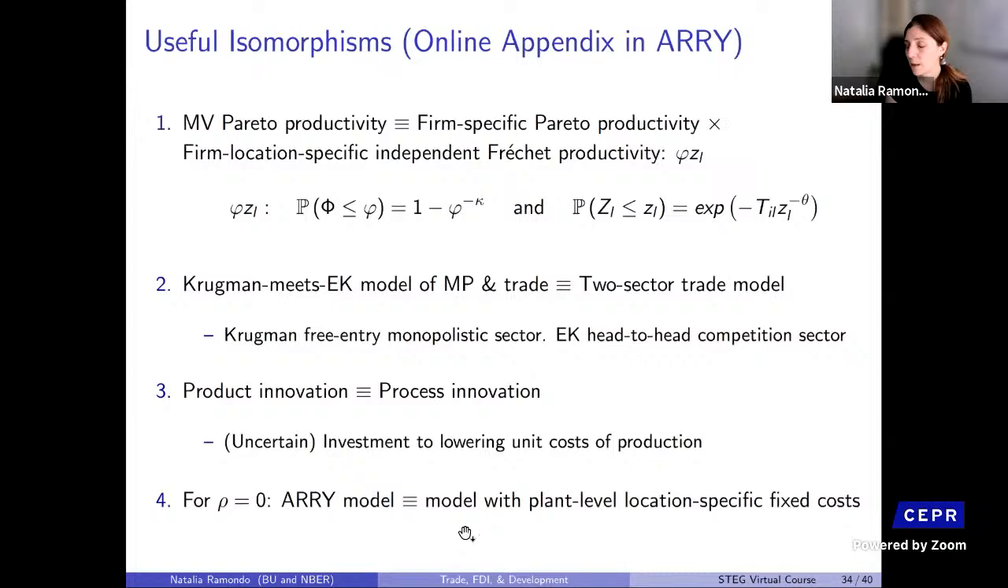So just to say a word about that, a model with plant level, where to open a multinational, you have to pay this plant fixed cost in each location, that will make the problem very difficult, right? Because it's kind of a combinatorial problem. And it's the problem like Felix has in his job market paper. So we show that if you are willing to assume independence, this for equal to zero, actually there is an equivalence between the two models. It's good news, it saves you a lot of computation, okay?